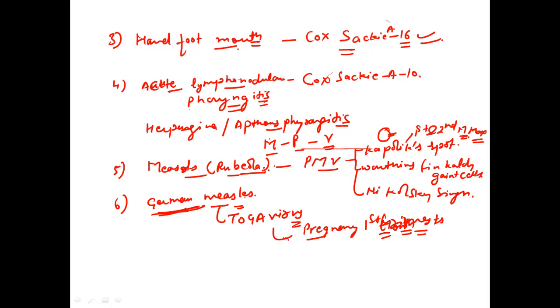Then your second is Forchheimer sign. Just remember the German measles occurs in German people, right? Because they do not take care of their young ones, so it occurs in pregnancy, first trimester. Then Forchheimer sign. Just remember these two things, right?